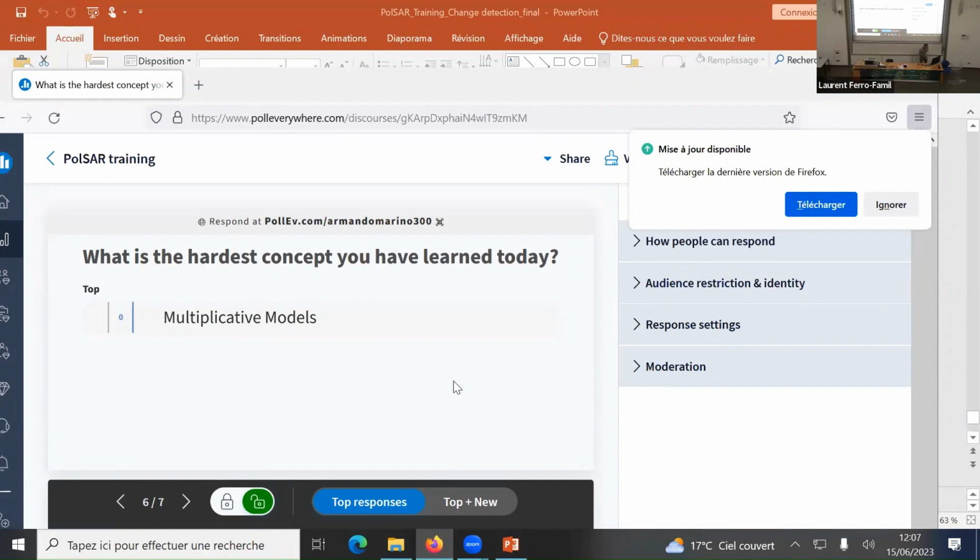We have an entry for multiplicative models. They're tough indeed. Multiplicative seems to be the hardest. The algorithms, yeah.